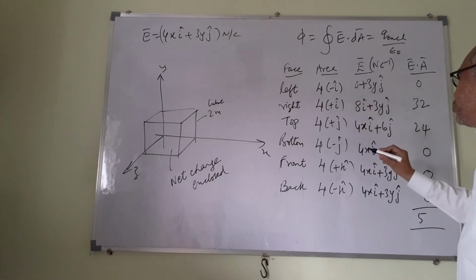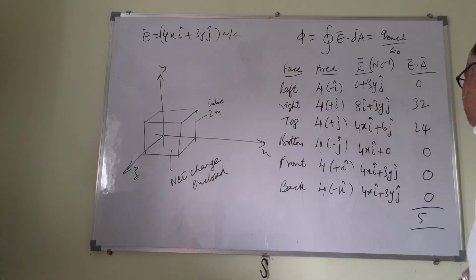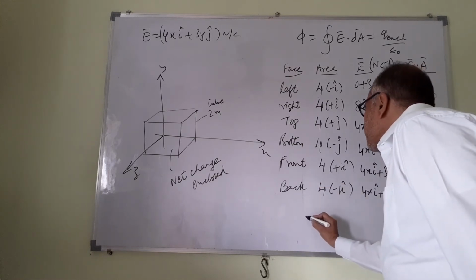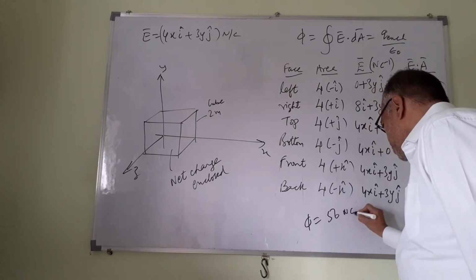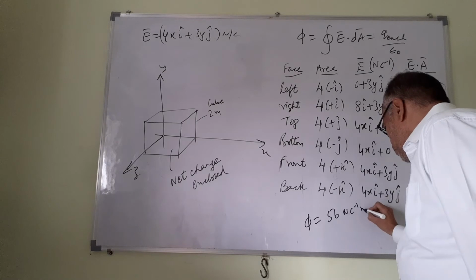4 8s are 32 and 4 6s are 24. So that is going to be 56. That is E dot A. So the total flux phi is 56 Newton per Coulomb per meter square.